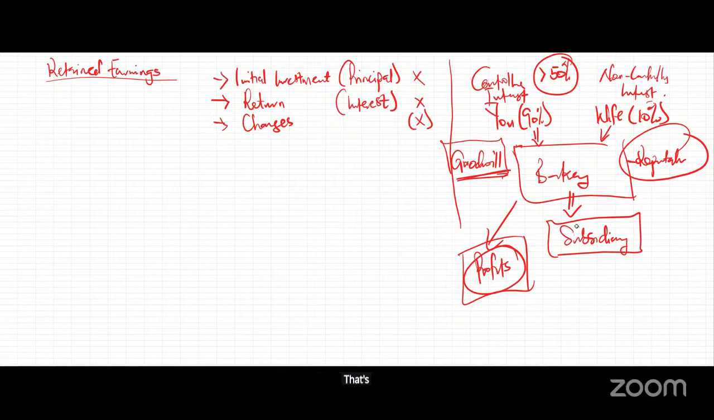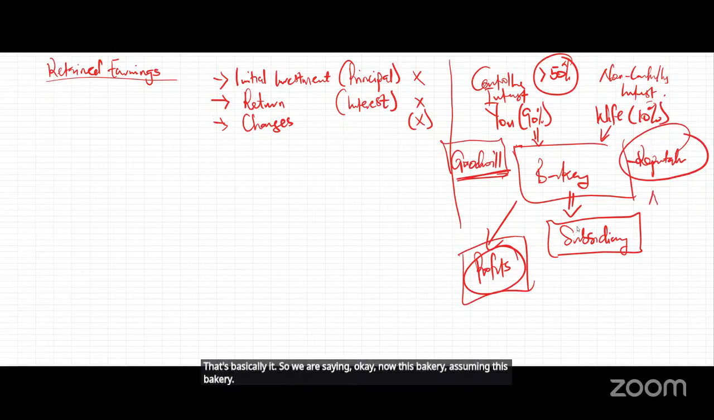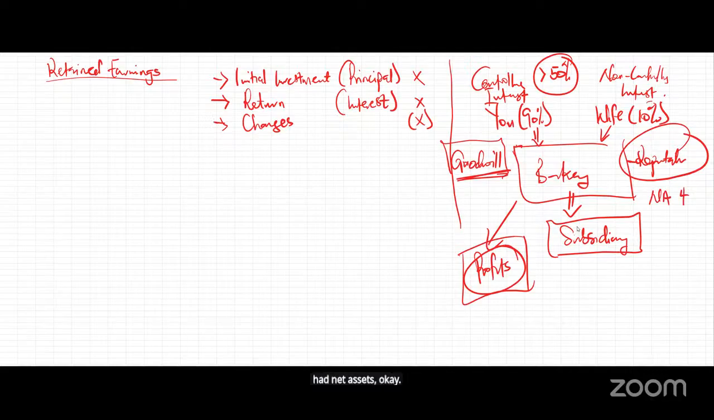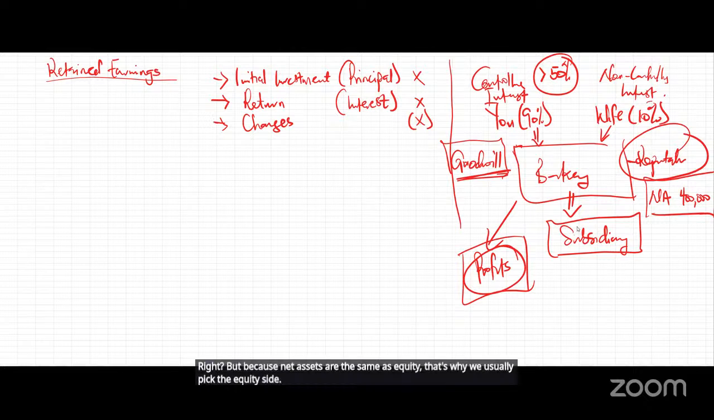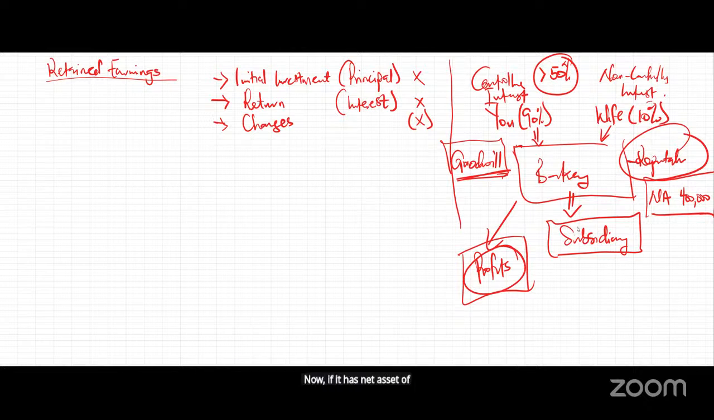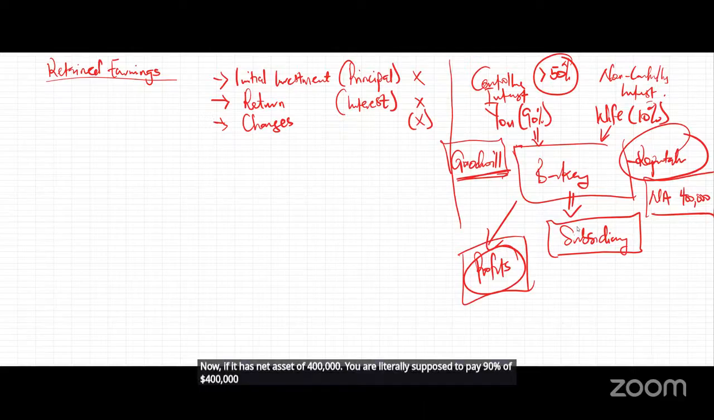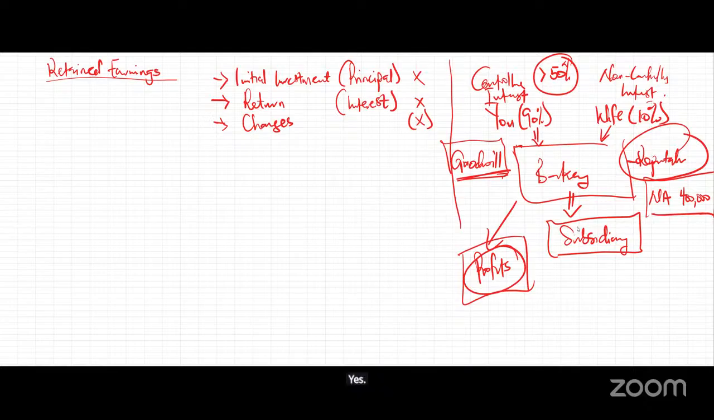That's basically it. So now, assuming this bakery had net assets of 400,000, that is assets and liabilities, right? But because net assets are the same as equity, we usually pick the equity side. Now, if it has net assets of 400,000, you are literally supposed to pay 90% of 400,000, true or false? And your wife will pay 10% of 400,000. Is that not so? Yes, sir. Okay. But here lies the case.